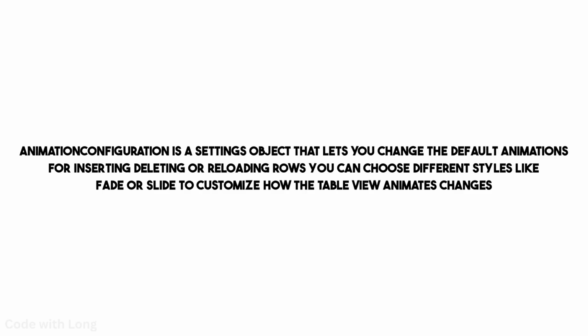What is animation configuration, and how can you use it to customize insertion and deletion animations? Animation configuration is a settings object that lets you change the default animations for inserting, deleting, or reloading rows. You can choose different styles, like fade or slide, to customize how the table view animates changes.